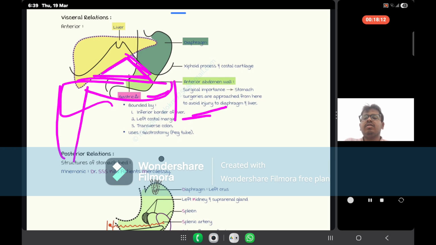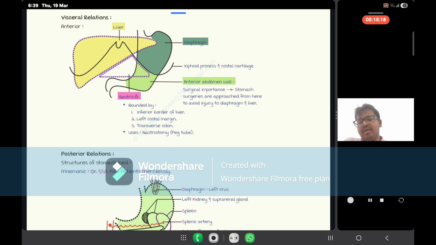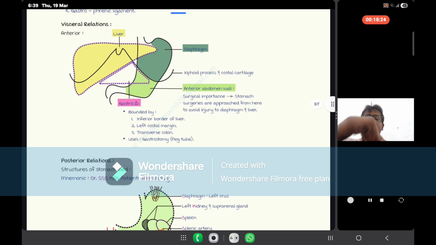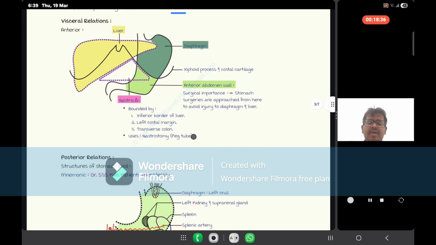This area is used for gastrostomy and PEG tube insertion. Here we insert the tube, so in gastrostomy there is direct insertion of the PEG tube. Why do we do gastrostomy? When we do gastrostomy to give food, we do the PEG tube insertion from here.